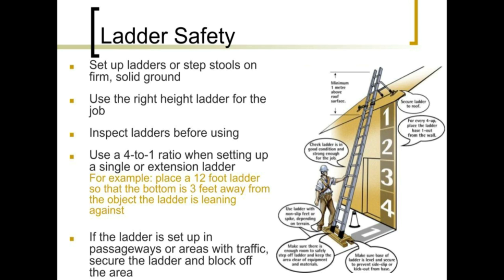Use a 4-to-1 ratio when setting up a single or extension ladder. For example, place a 12-foot ladder so the bottom is about 3 feet away from the object the ladder is leaning against. In this case, it's the eave of the roof. If the ladder is set up in passageways or areas with traffic, secure the ladder and block off the area.